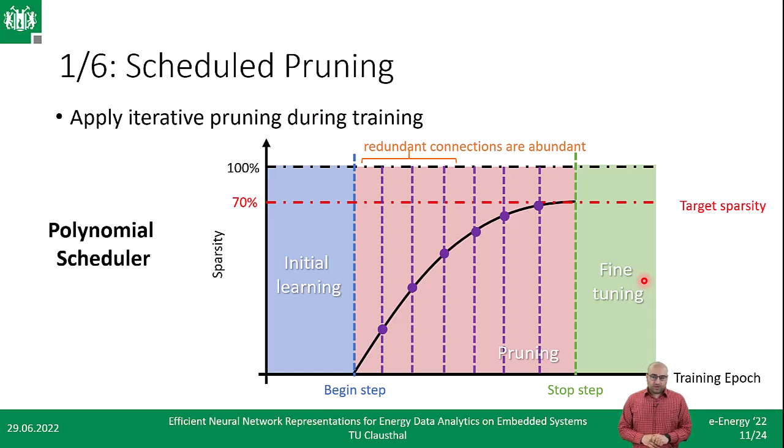This procedure requires a definition of hyperparameters to determine the boundary of each phase, the frequency of pruning and its shape, so linear or polynomial, for instance. So these are the drawbacks, that we need to define these parameters in advance.